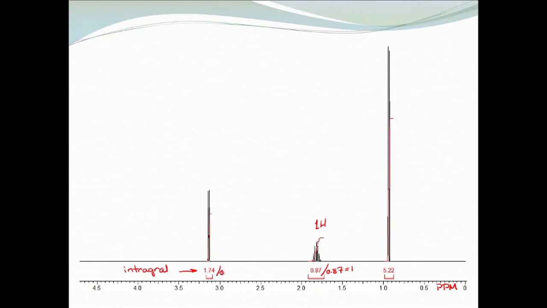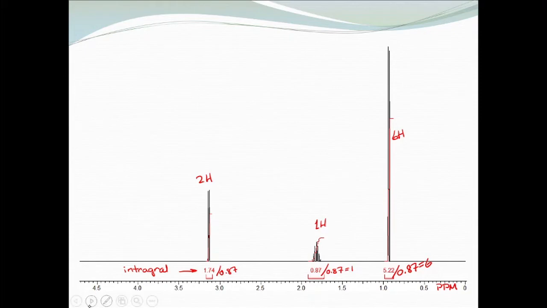1.74 divided again by 0.87, we get 2. So this represents 2 hydrogens, likely a methylene. And this one out here, 5.22, again divided by 0.87, and we would get 6. So this represents 6 hydrogens. As I mentioned before, we can't have a CH6. Carbon can't have more than 4 bonds, so most likely that's going to be 2 methyl groups.